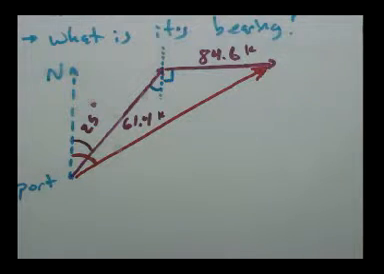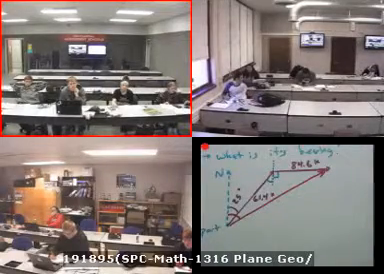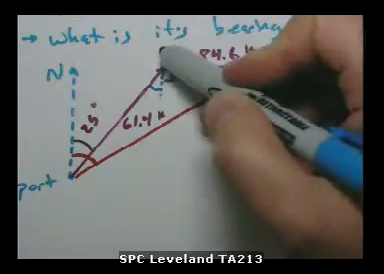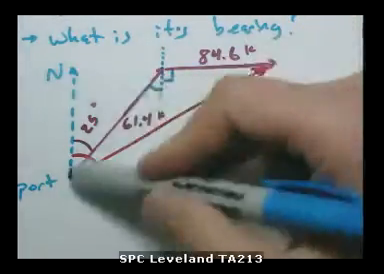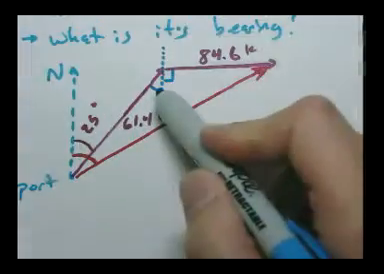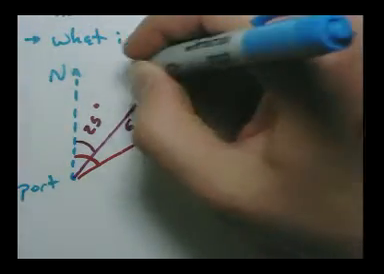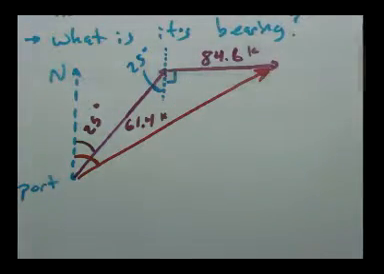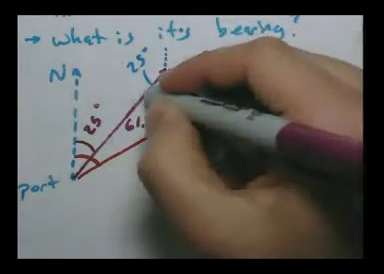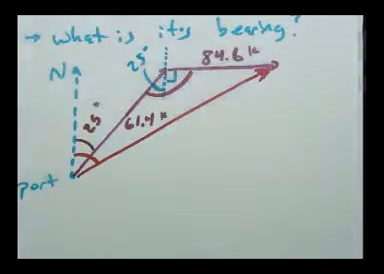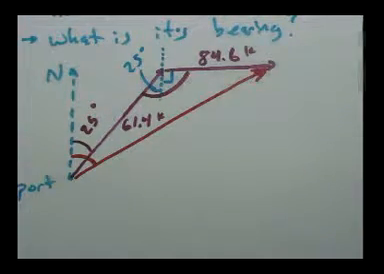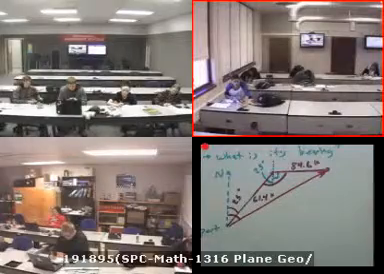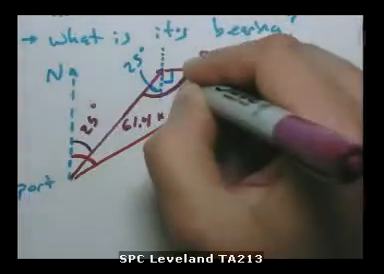25. Why is it 25? It's an alternate interior of the parallel lines. Very good. Is it an alternate, right? I have parallel lines. North is always parallel to north. And I have alternate interior angles. So that's going to be 25 degrees. So what is the angle measure of the entire angle? 115 degrees.